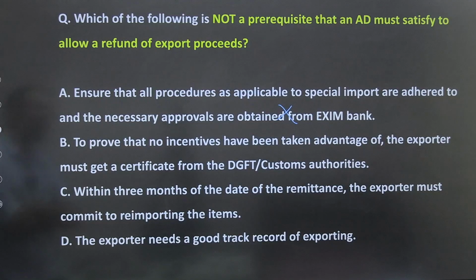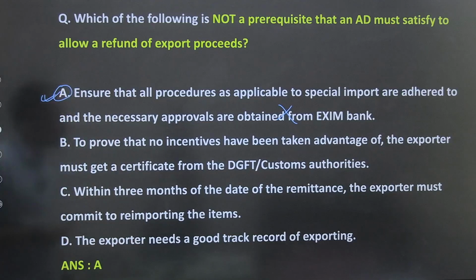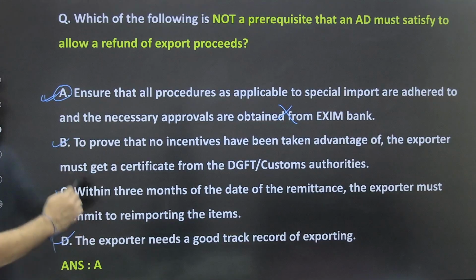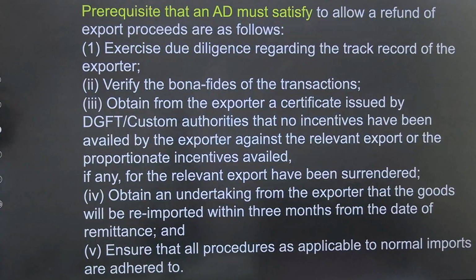Okay? So which of the following is not a prerequisite? So A only will be the right answer for this particular one. The rest are all fine. These all are true, and A is wrong because approval obtained from RBI, not EXIM, is required in that particular situation. So the prerequisites that an authorized dealer must satisfy to allow refund of export proceeds.